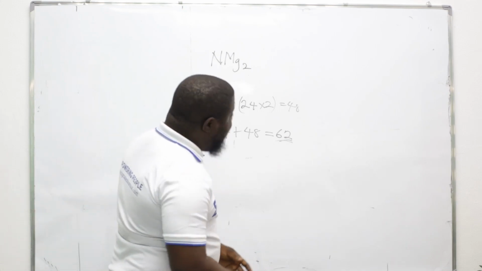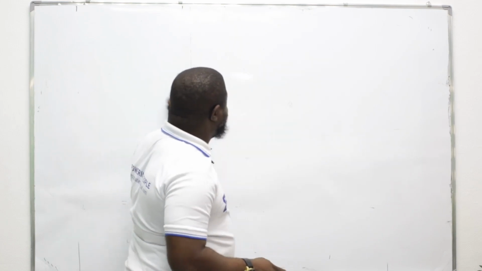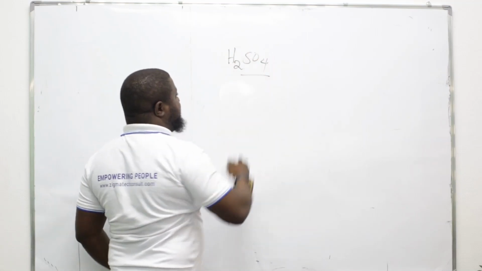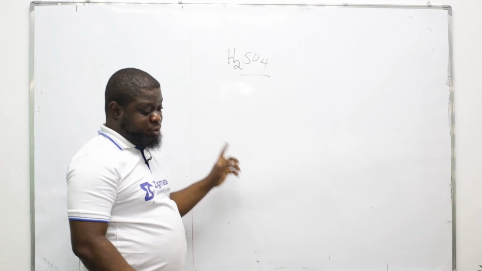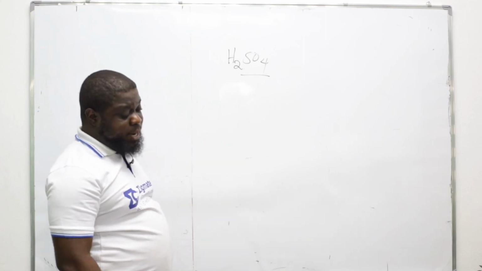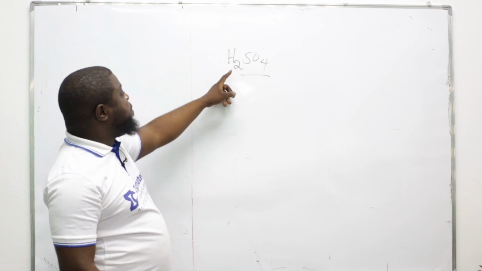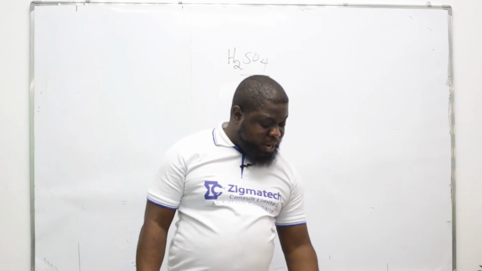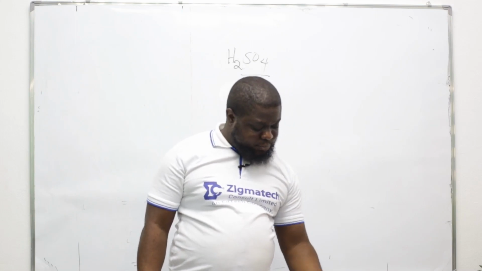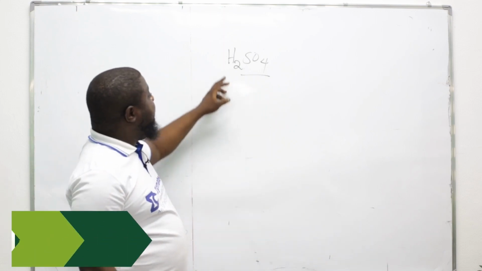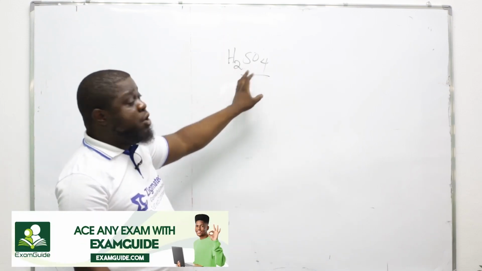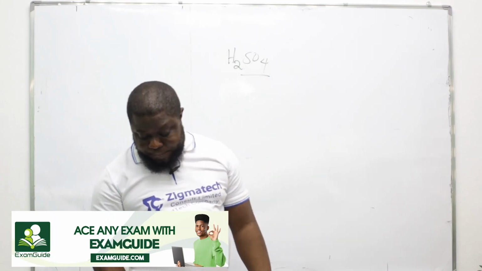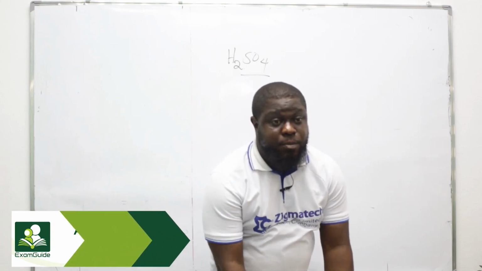We did another question that gave us an empirical formula of H2SO4. The same thing applies to this. You calculate for hydrogen, calculate for sulfur, and calculate for oxygen. When you add all these masses together, they're going to give you the formula mass.